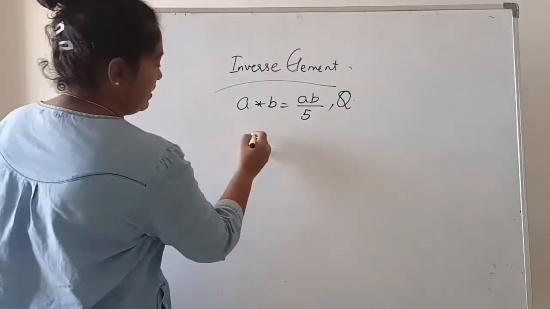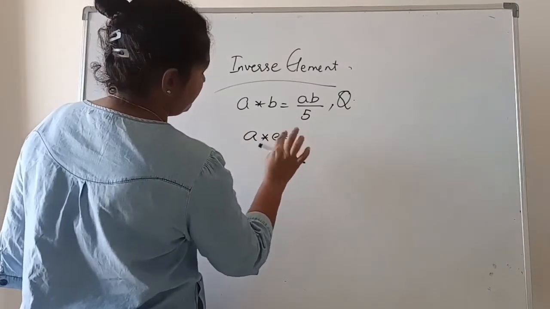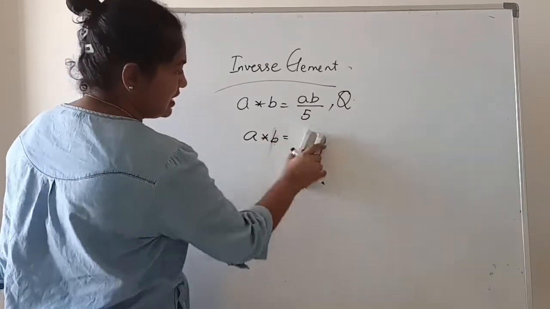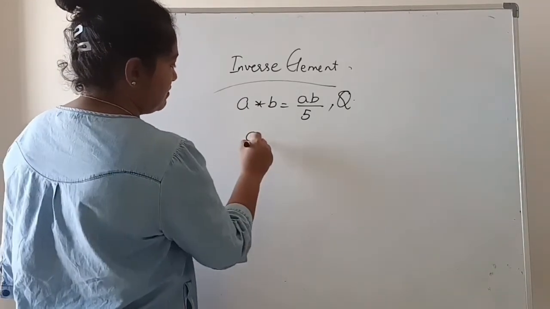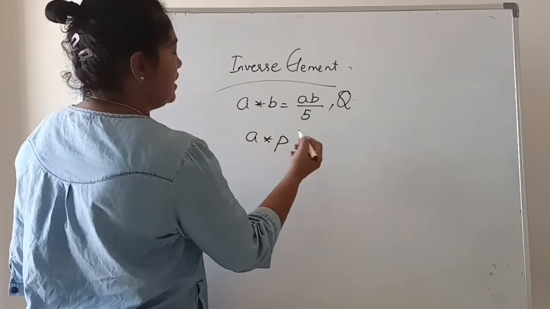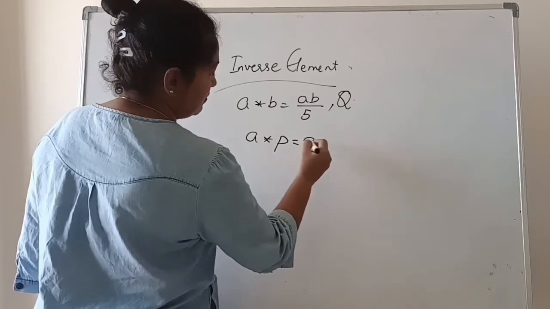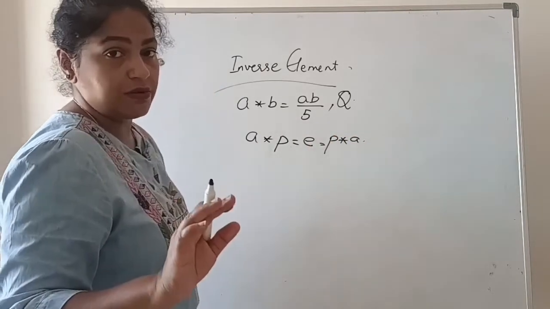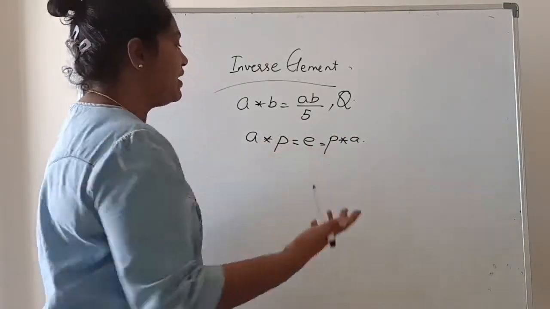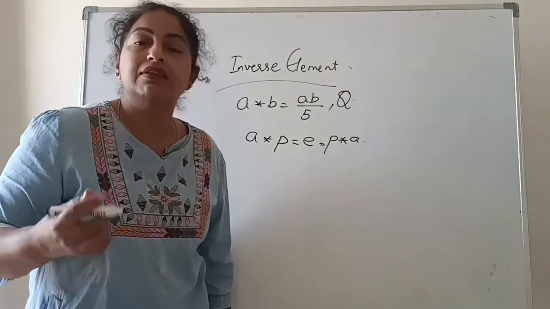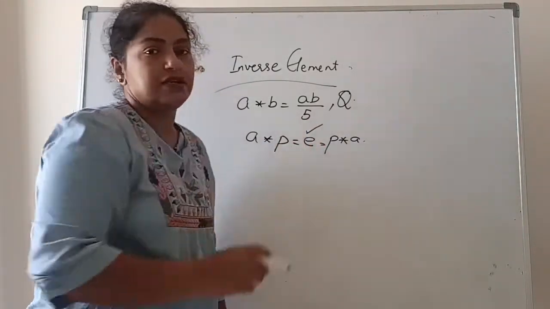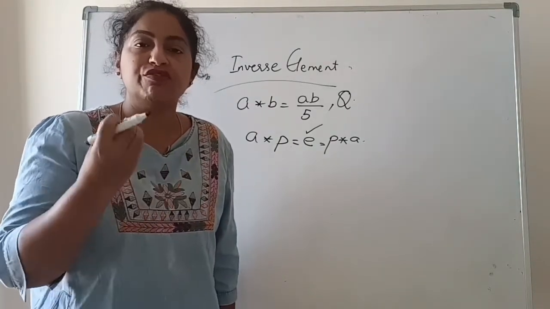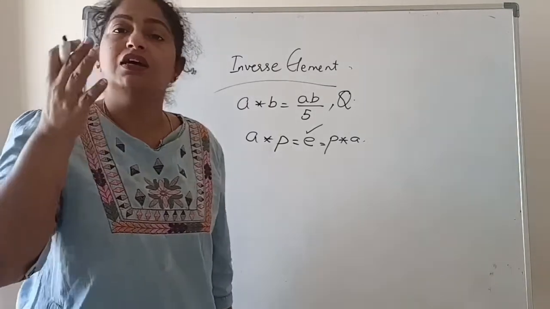Now, the condition for inverse element is that A binary B, or let me call the inverse element not by B, let me call it by something as P. A binary P should give me the identity element. It should be equal to P binary A, where P is my inverse element. Now, if I need to equate A binary P as equal to E as the identity element, I first need to find the identity element. Correct? So, whenever an inverse element is asked, or you have to find the inverse element, our first task is to find the identity element and see if it is existing.